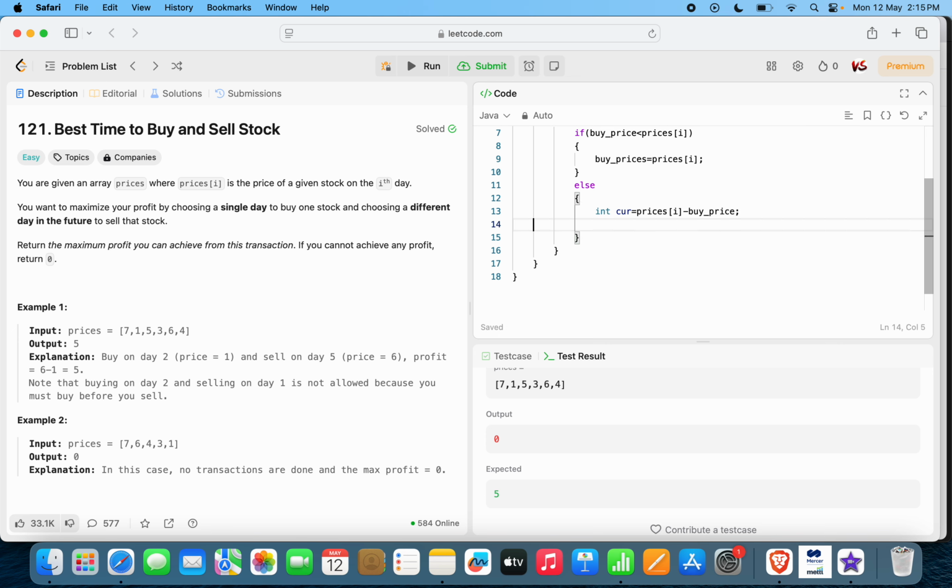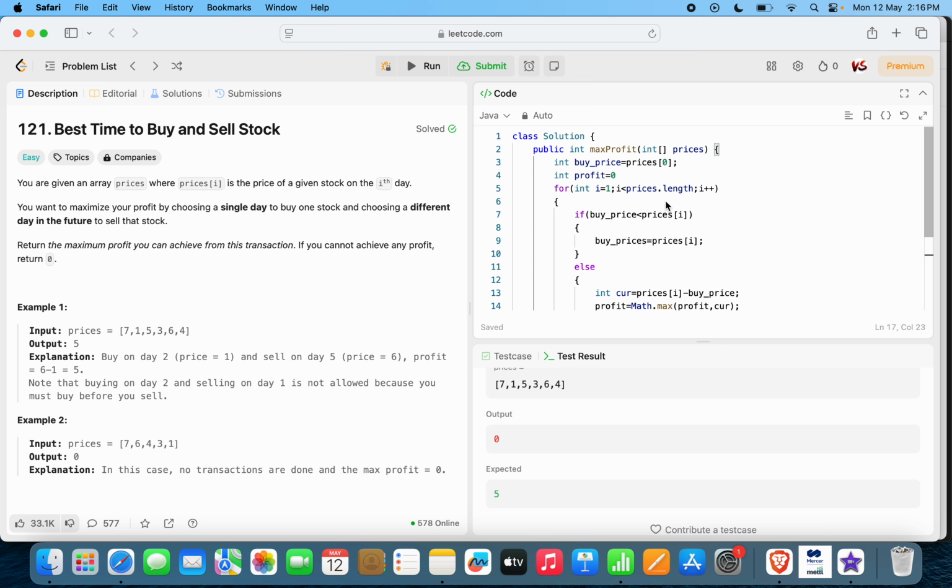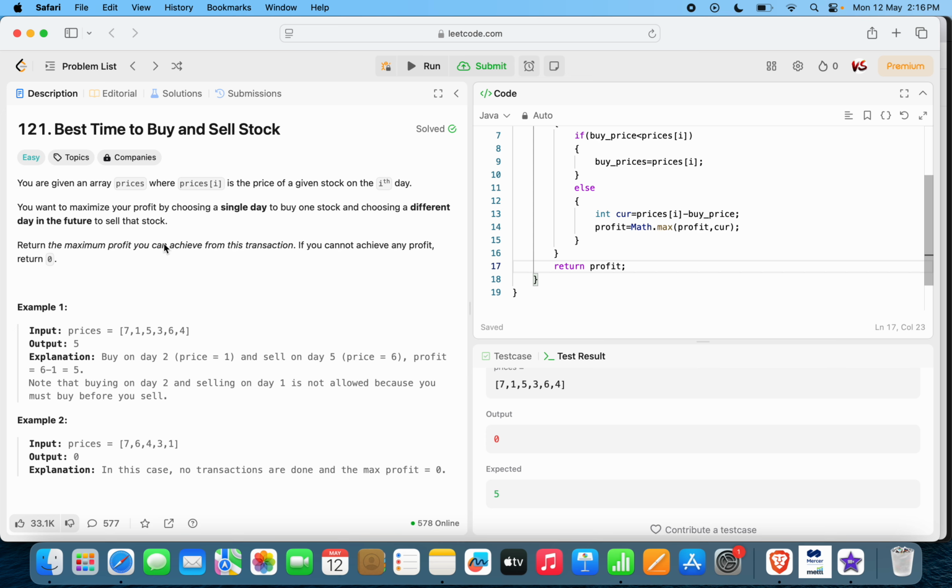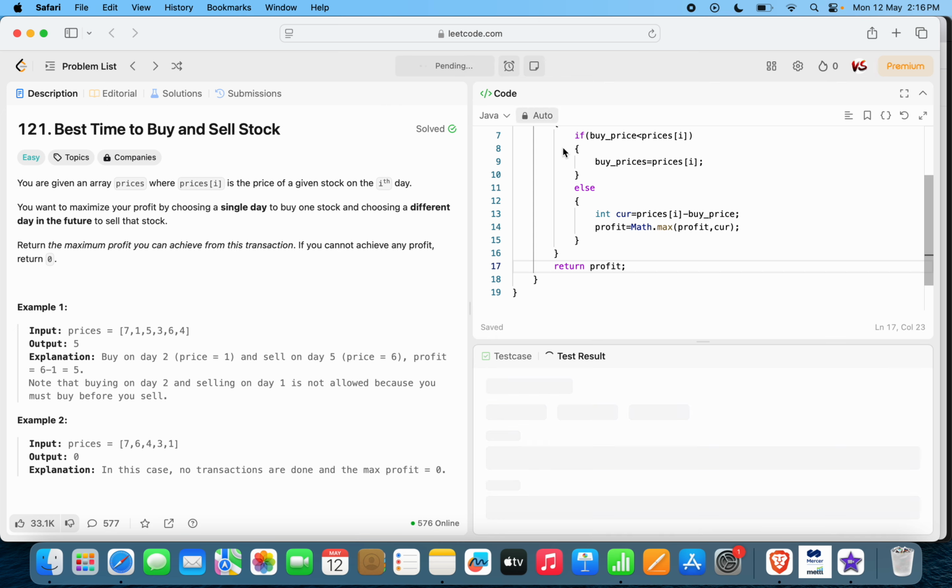So here we need to compare this profit with the current profit. Through the Math.max function we compare this profit with the current profit. So finally we need to return the profit, which gives us the maximum profit achieved from this transaction. So let's run this code.